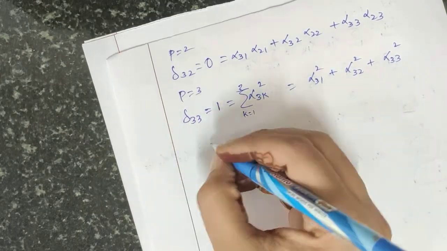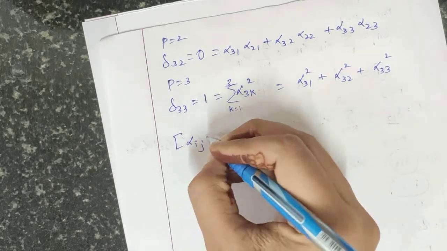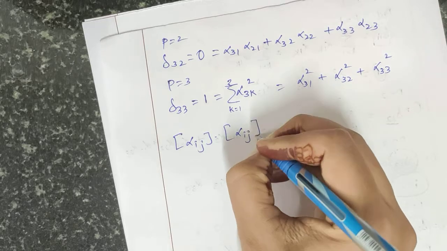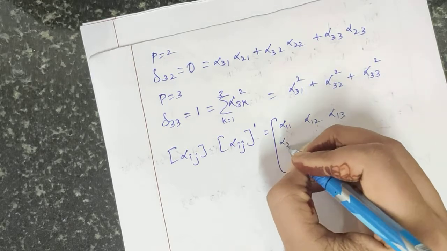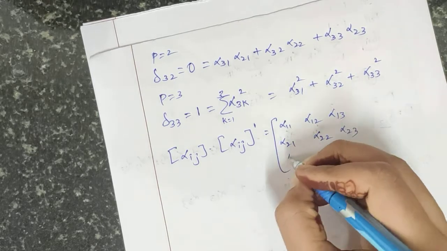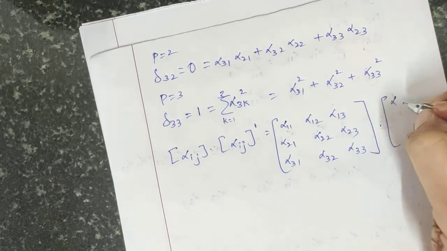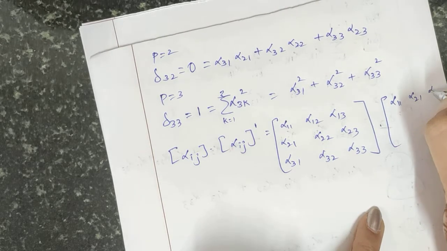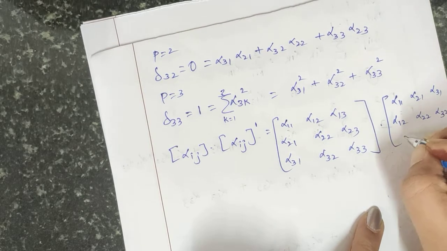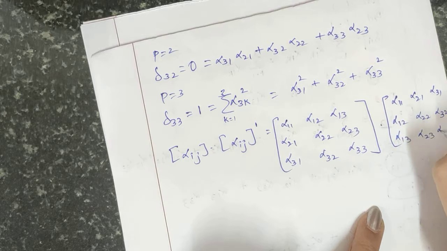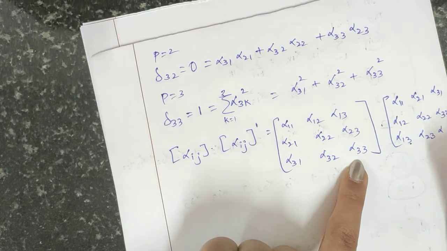Now consider the condition for an orthogonal matrix. The condition is alpha ij into alpha ij transpose. That means the matrix alpha 1 1, alpha 1 2, alpha 1 3, alpha 2 1, alpha 2 2, alpha 2 3, alpha 3 1, alpha 3 2, alpha 3 3 into alpha 1 1, alpha 2 1, alpha 3 1, alpha 1 2, alpha 2 2, alpha 3 2, alpha 1 3, alpha 2 3 and alpha 3 3.